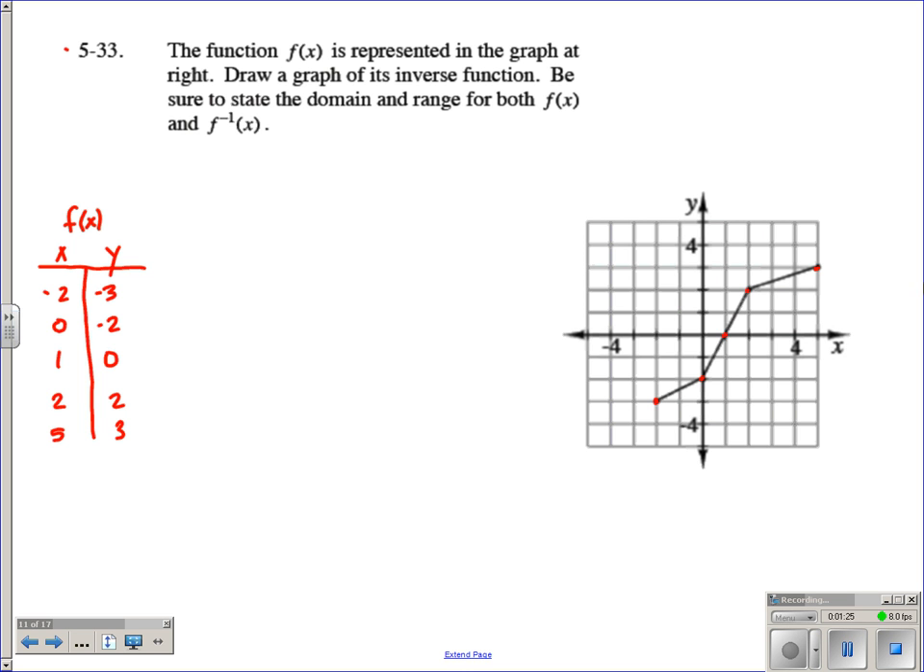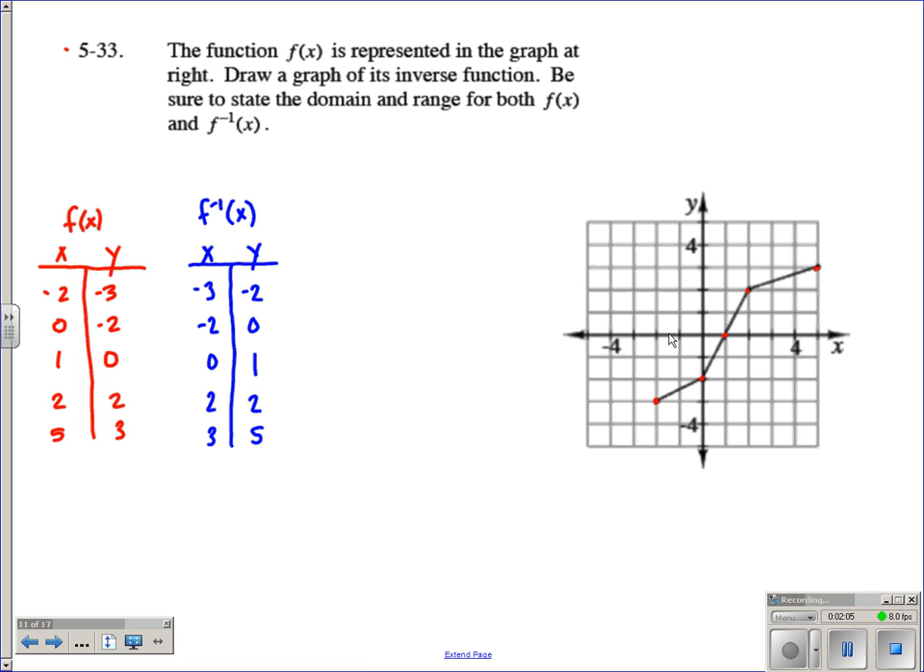Now to graph our inverse function, we'll do that one in blue here. We have to come up with the points. Remember, the relationship between our function and its inverse is that we swap our x and y values for each point. So if we have -3 as our input, we should get -2 as the output. -2, 0, 0 and 1, 2 and 2, and then 3 and 5.